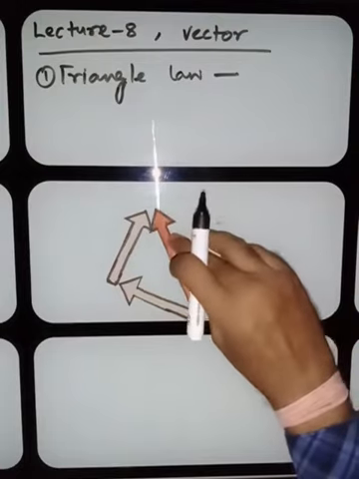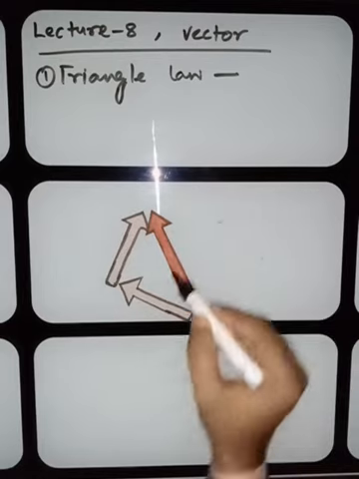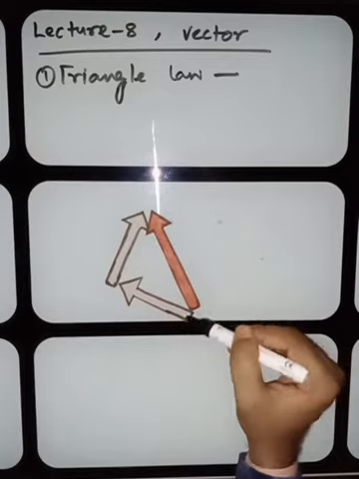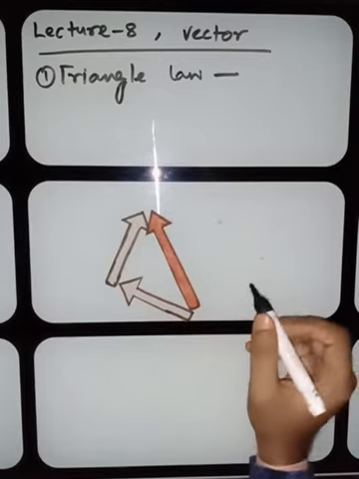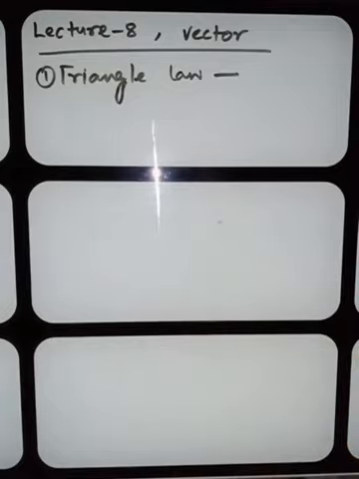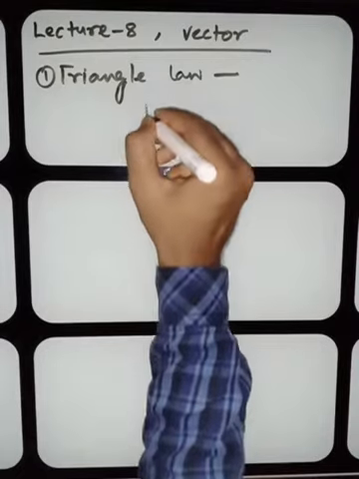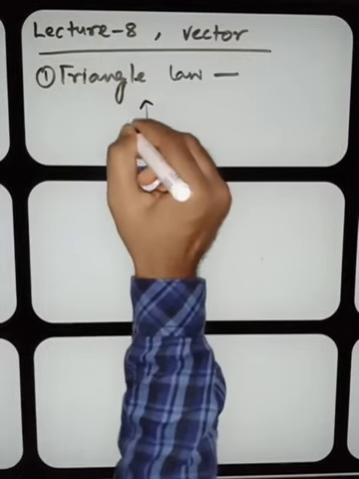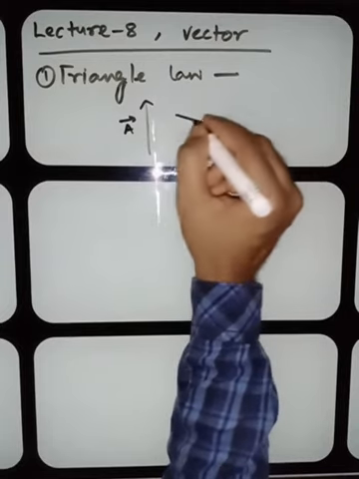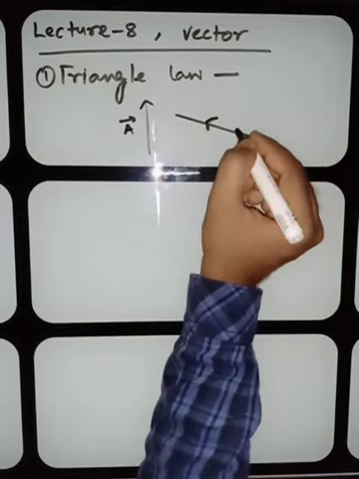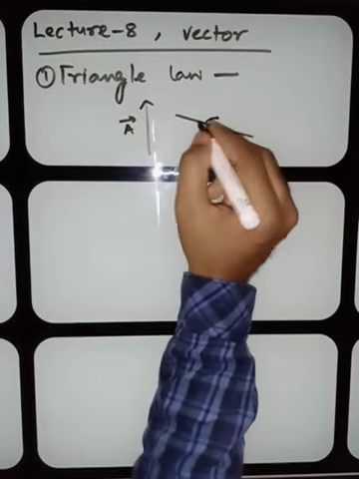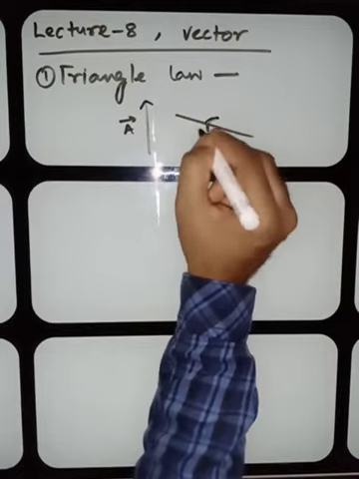The second important thing I told you: the head of the resultant will meet with the head of one vector, and the tail will meet with the tail of the other vector. In this way you have to find the resultant. Look here, I'm giving you an example. Suppose the vector A and here the vector B. I can put the arrow anywhere over the vector, though it should be at the top, but I can put it anywhere to understand.